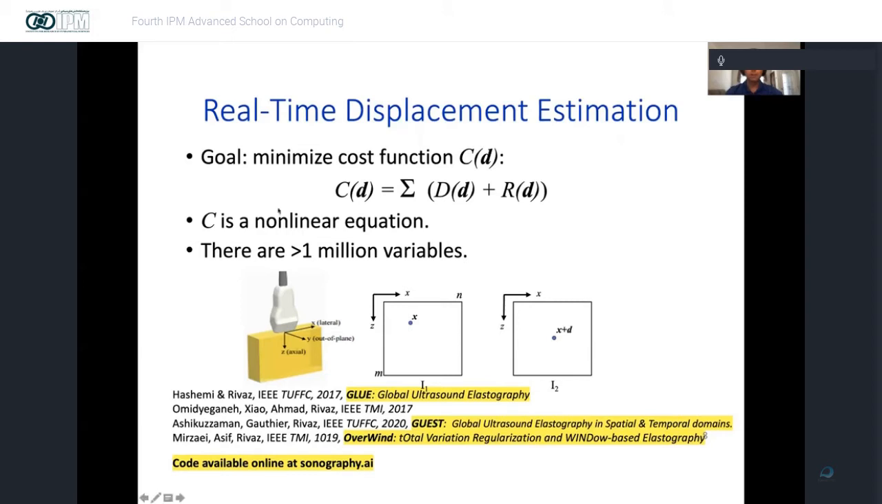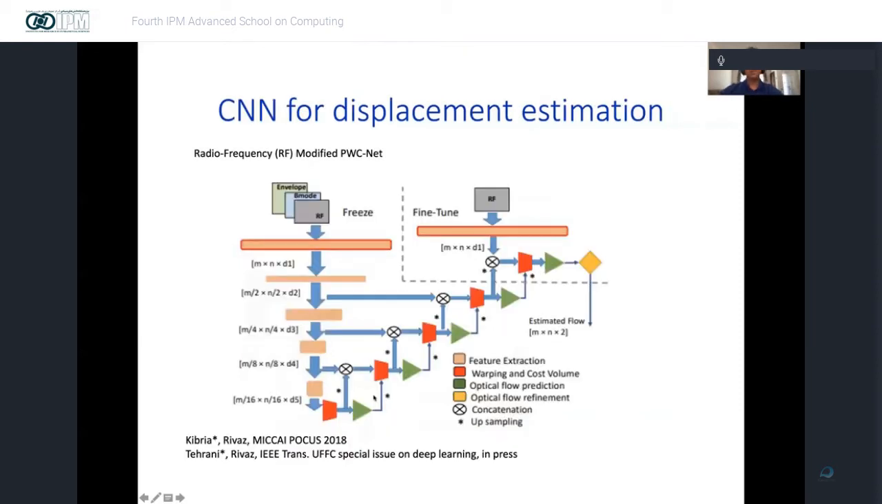Now, I don't want to focus on this in this talk. I want to focus on other topics. So how to solve these cost functions will not be a topic of this talk. Now, we proposed the first method to use optical flow neural networks for calculating the displacement field in elastography. This is our modified architecture where we use the raw ultrasound RF data to estimate these deformation maps.